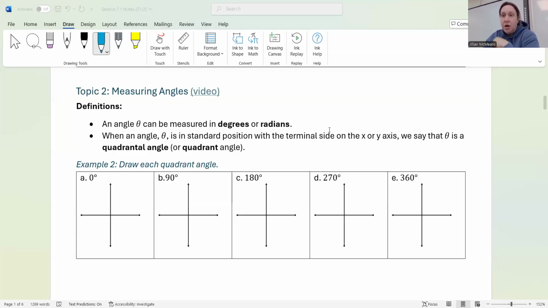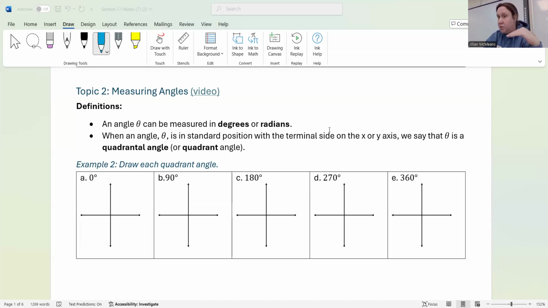For topic two, we're going to talk about measuring angles. I already told you in the previous video that you have an initial side and a terminal side. Think of them as laying on top of each other, and then you sweep open the terminal side in either the positive or the negative direction. Positive would be counterclockwise, negative would be clockwise.